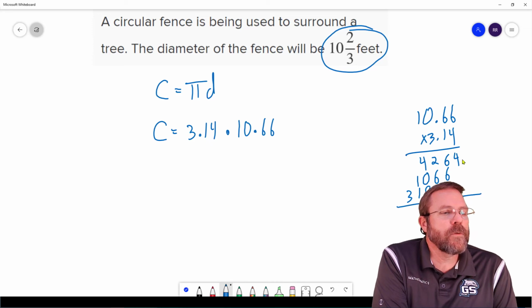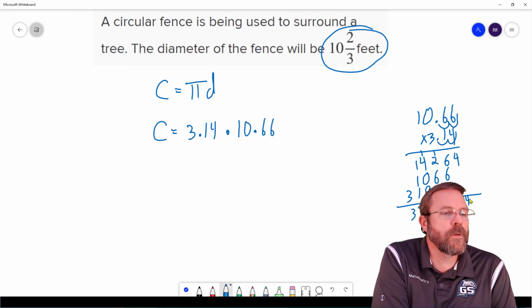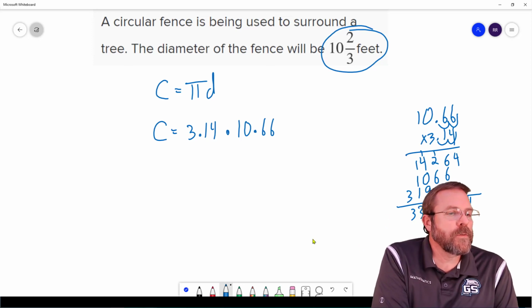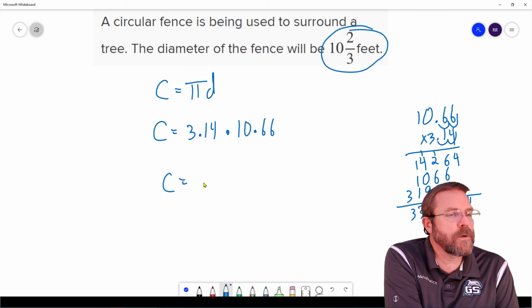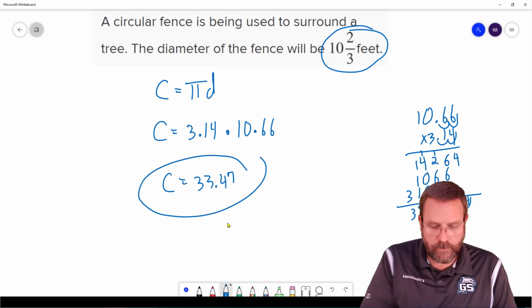I'm going to add all these numbers up. 4, 12, carry the 1. Then I'm going to have 17, carry the 1. 14, carry the 1. 3 and 3. Bounce 1, 2, 3, 4. I believe it said to round to the nearest hundredth. So if it's a hundredth, our answer is going to be 33.47.